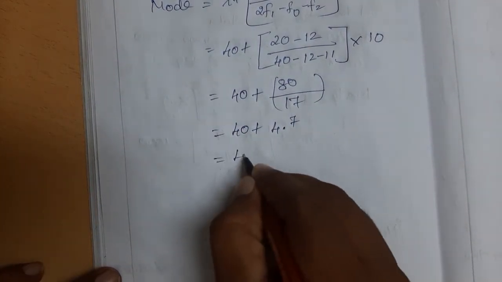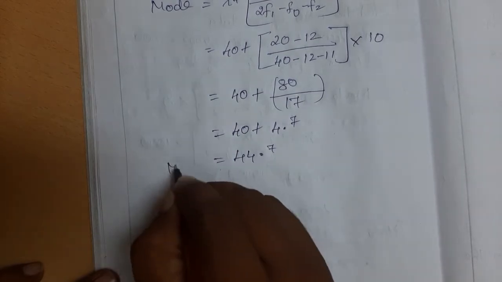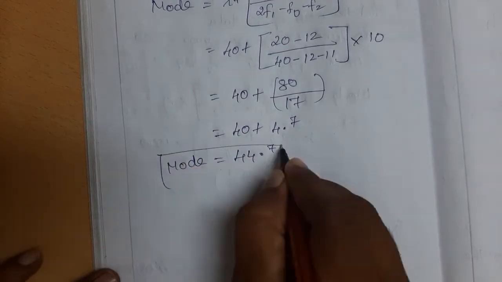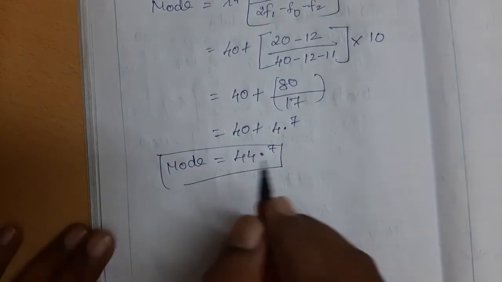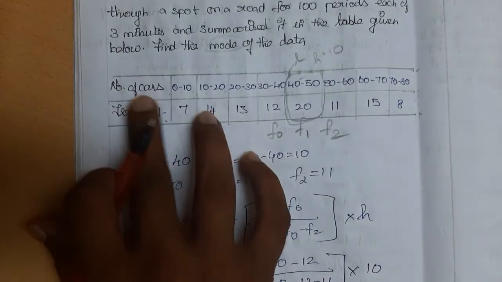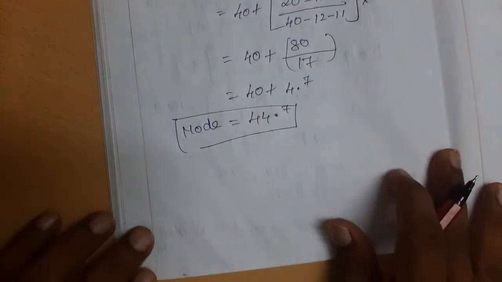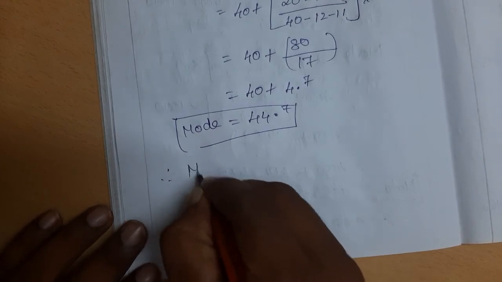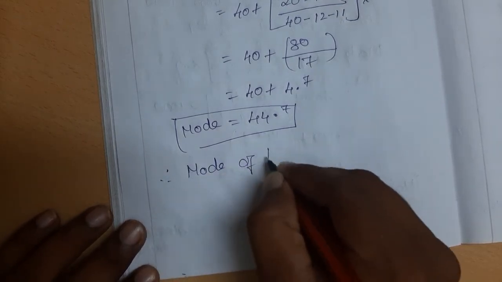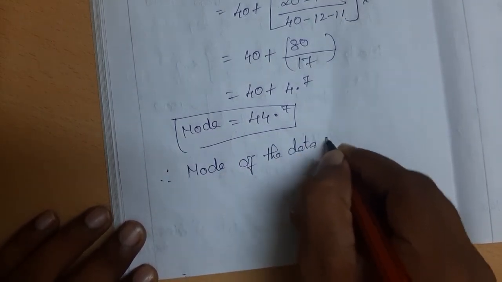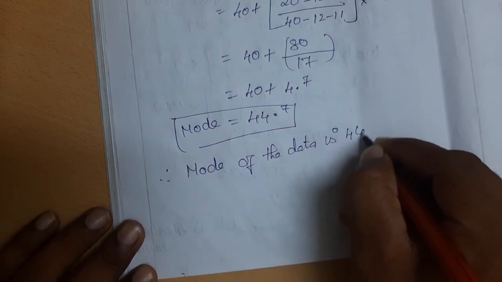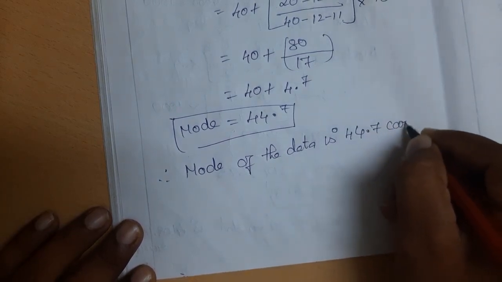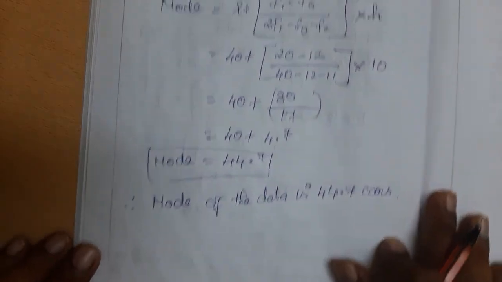Just add it, so we get 44.7, which is the required mode. That is the cars, right? It will represent the number of cars. Therefore, the mode of the data is 44.7 cars. Yeah, thank you.